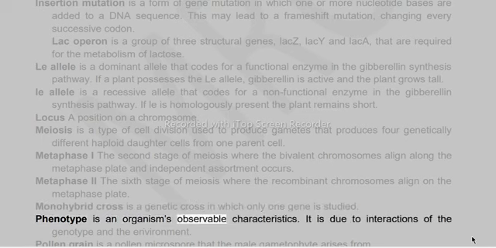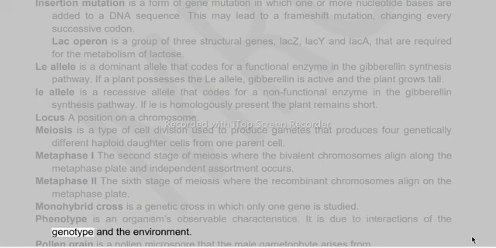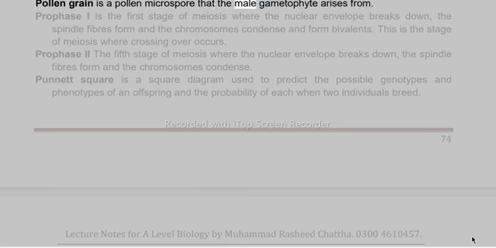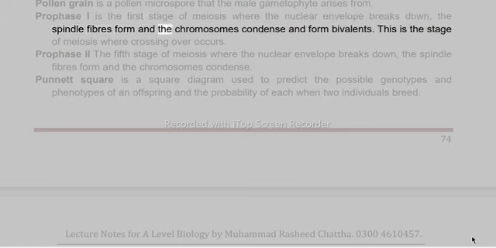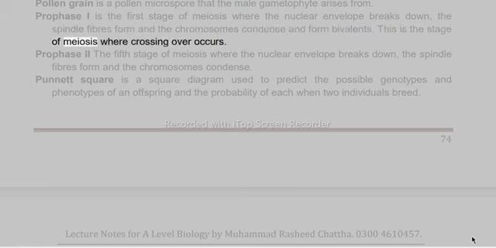Phenotype is an organism's observable characteristics. It is due to interactions of the genotype and the environment. Pollen grain is a pollen microspore that the male gametophyte arises from. Prophase I is the first stage of meiosis where the nuclear envelope breaks down, the spindle fibers form and the chromosomes condense and form bivalents. This is the stage of meiosis where crossing over occurs.